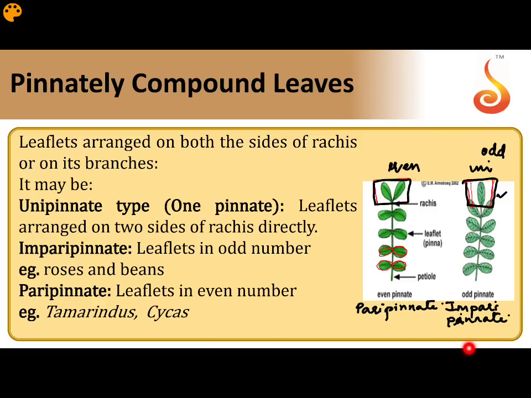So, I repeat again, if I have pinna-like extensions of leaf, we call it pinnately compound leaf. But based on how many leaves are there at the tip of the leaf stem, we understand imparipinnate having an odd number and paripinnate an even number, which is 2. Let's understand certain examples. Imparipinnate or odd number is seen in case of roses and beans, whereas paripinnate is seen in case of tamarind and cycas. So, I hope it is very clear.